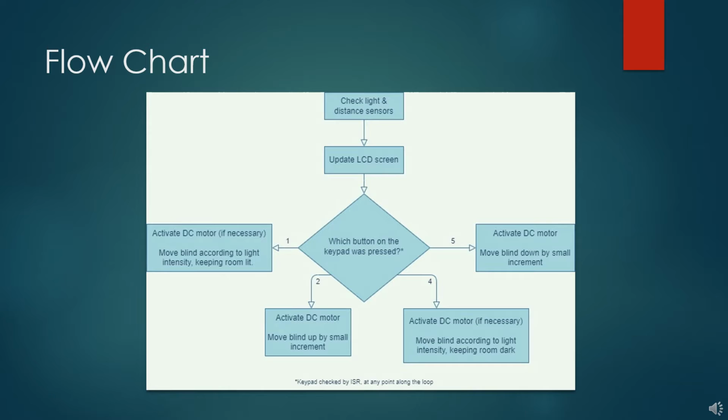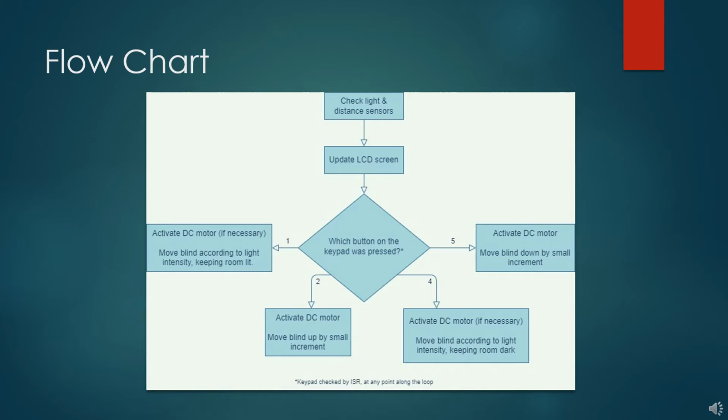This is a flowchart sort of depicting the structure of the main loop running on the MSP430. So the first thing that happens is that the light and distance sensors are checked, and then the LCD screen gets updated with the new data from the sensors. Afterwards, depending on which button on the keypad was pressed, one of 4 things can happen. If button 1 is pressed, then the DC motors are rotated as necessary in order to ensure that the room is kept as brightly lit as possible. Or if button 4 is pressed, then the same thing happens, but the room is kept as dark as possible.